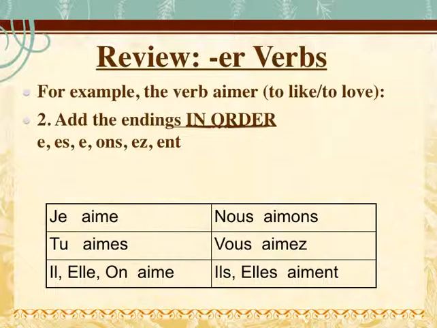Note that 4 of those conjugations sound the exact same. E, ES, and ENT are all silent endings. J'aime, tu aimes, il aime, and ils aiment, the verb sounds the exact same. We can see the difference when we write, but they sound the exact same. The only 2 that sound any different are aimons, nous aimons, and aimez, vous aimez.